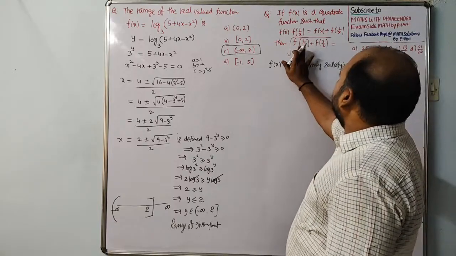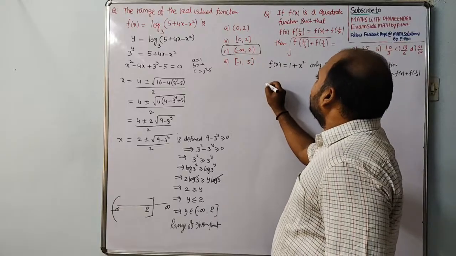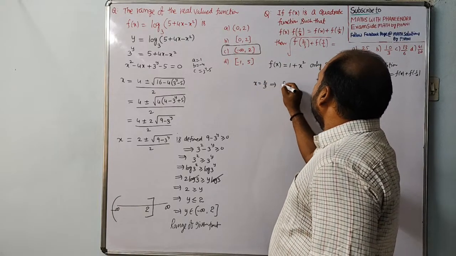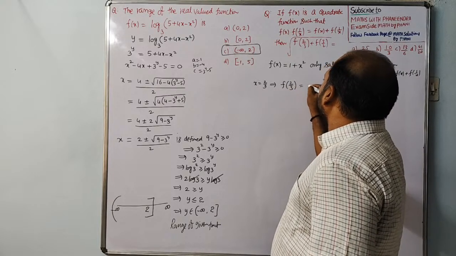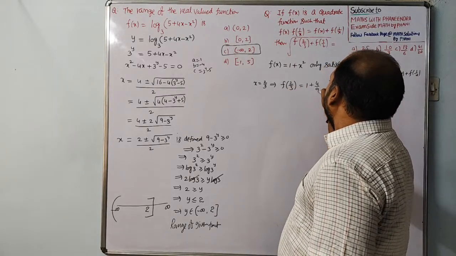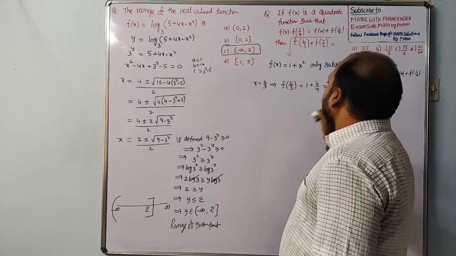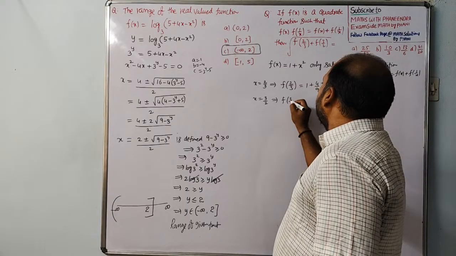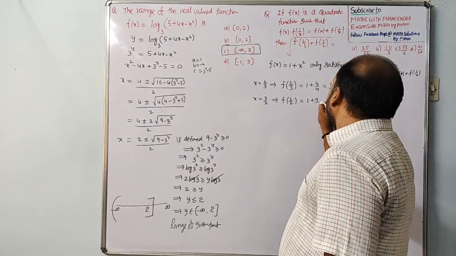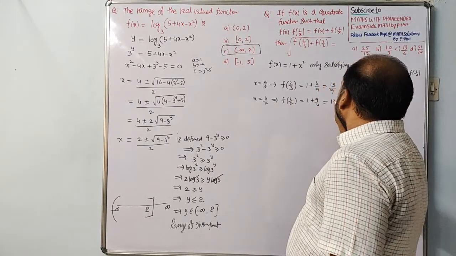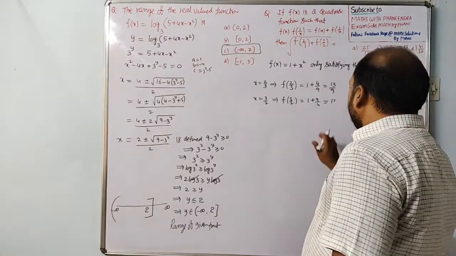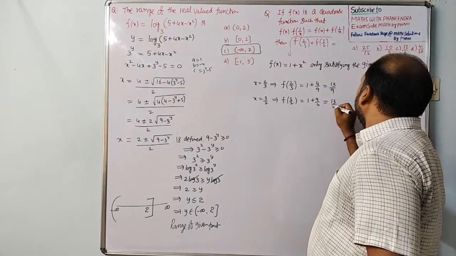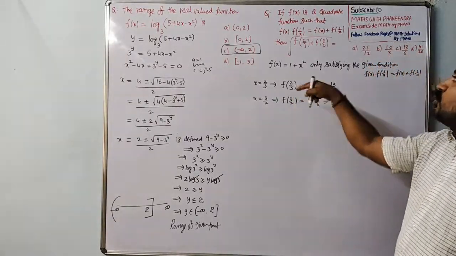Now I want to calculate f of 2 by 3 and f of 3 by 2. So when x is equal to 2 by 3, f of 2 by 3 is equal to 1 plus 2 by 3 whole square, which is 4 by 9. So 13 by 9. When x is equal to 3 by 2, f of 3 by 2 is equal to 1 plus 9 by 4, that is 4 plus 9, 13 by 4. But they are asking for the square root of the sum of these two.